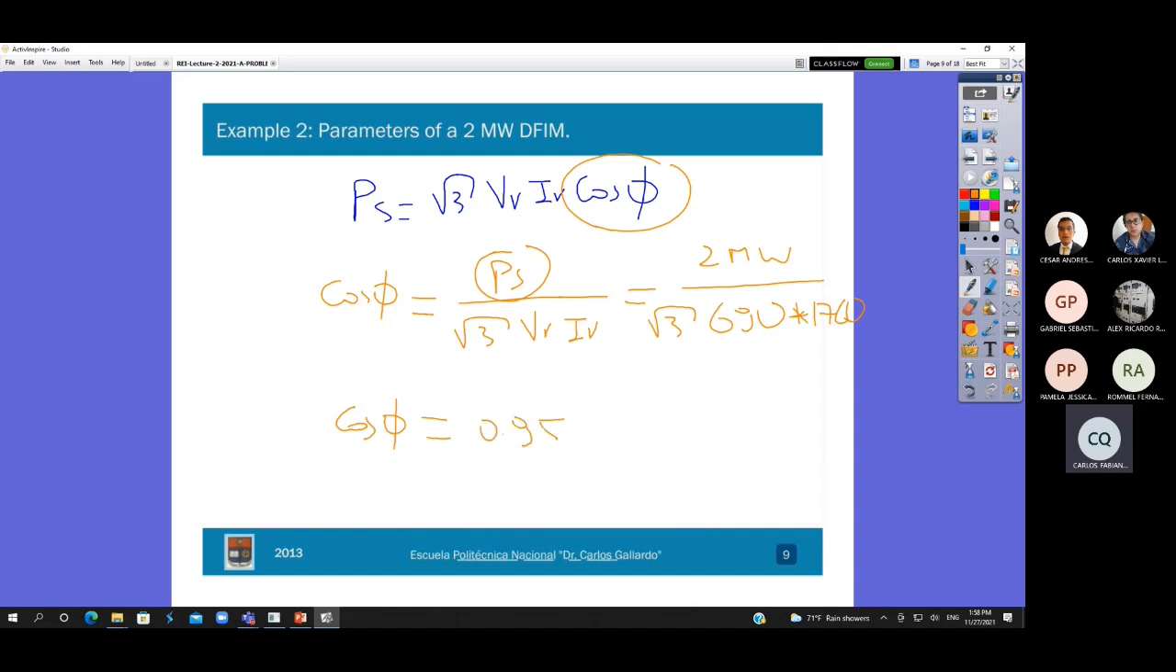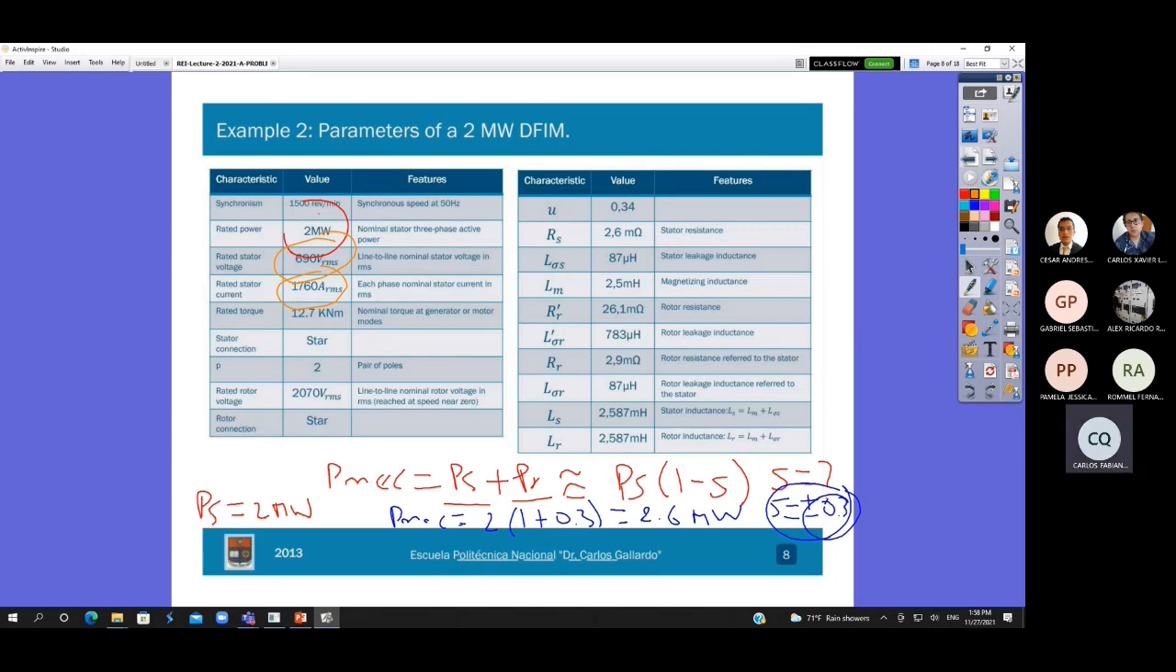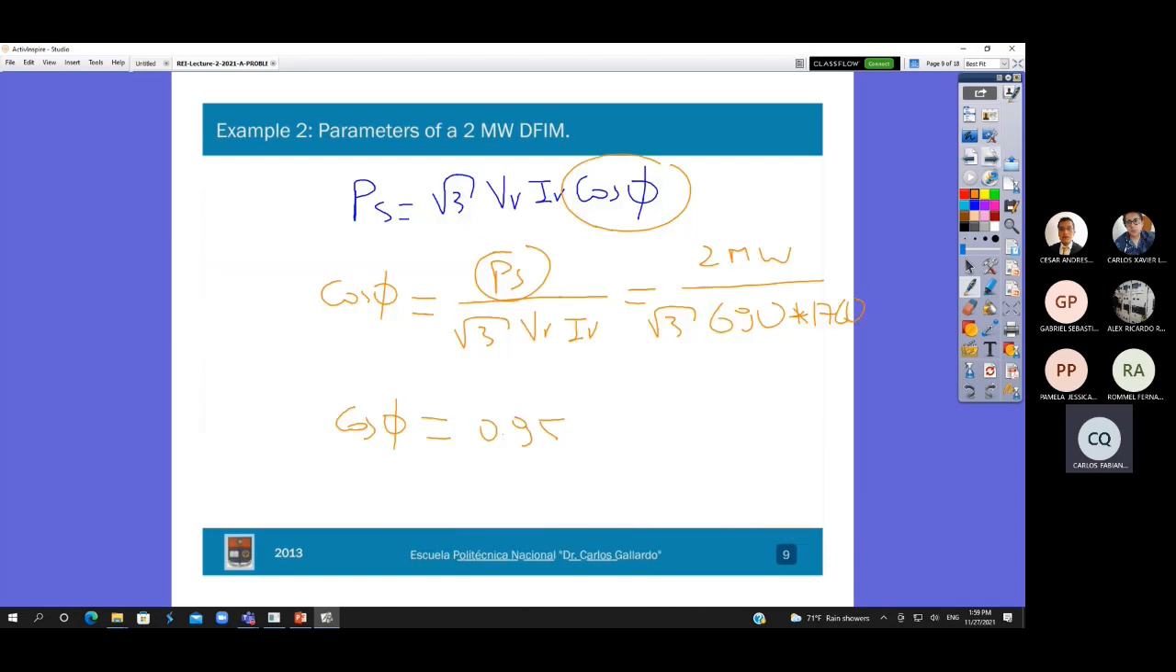But the most important thing is because of this point of operation, in other words, this point of operation is located at the maximum allowed slip at the hypersynchronous. Typically this value is 0.3 for this point of operation. But in order to compute the power factor, I will always use the definition, right? I will always use the definition.